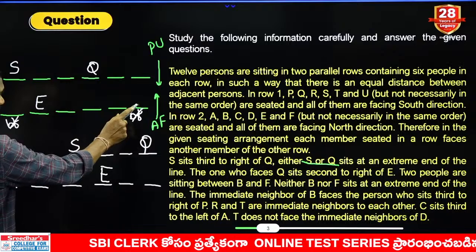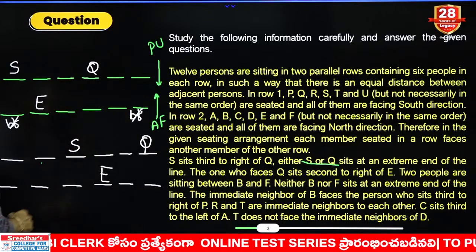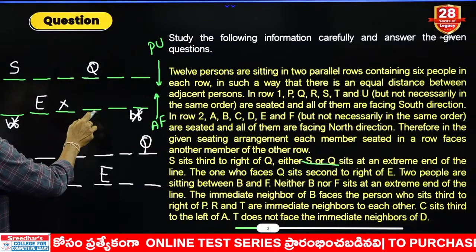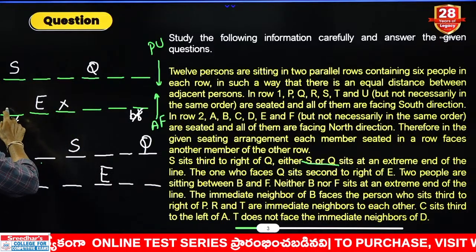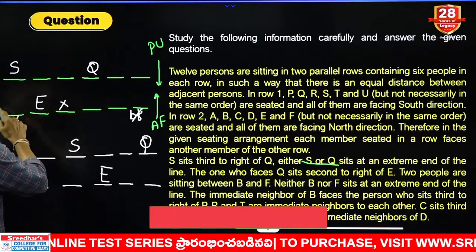If B is here, F must come here; if F is here, then B, not possible. Hence B and F cannot be here. If B is here, F must be here, not possible. If F is here, B must come here, not possible.